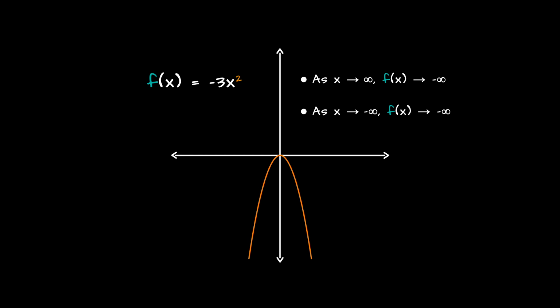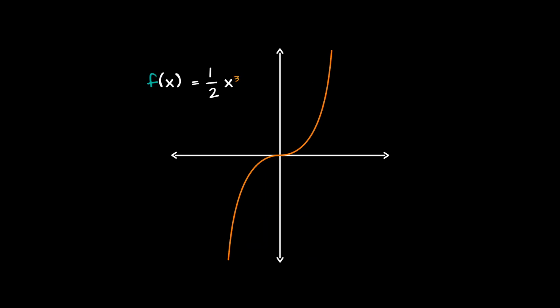And as x goes to negative infinity, f of x also goes to negative infinity. Shown here is a different power function, namely 1/2 x cubed. Let's think about its asymptotic behavior as well. This time, if the input x is a very large positive number, then notice how the output of the function will also be a very large positive number.